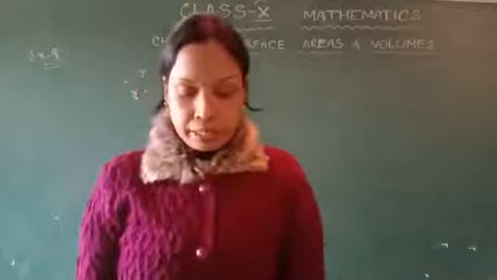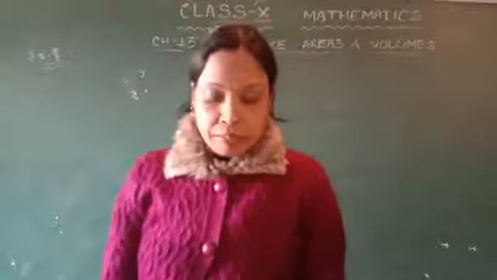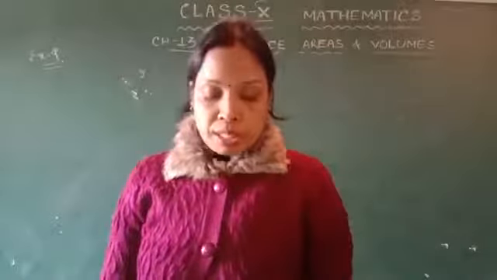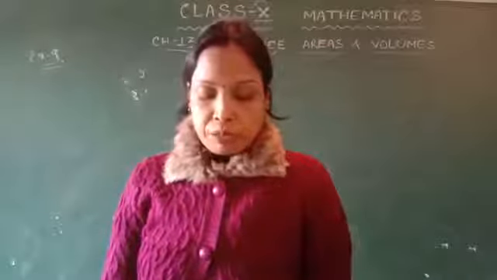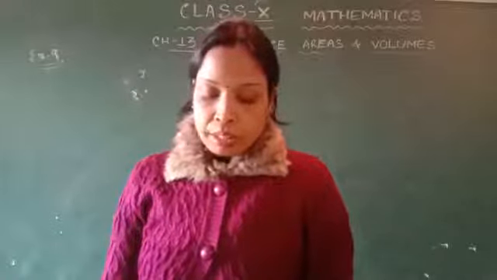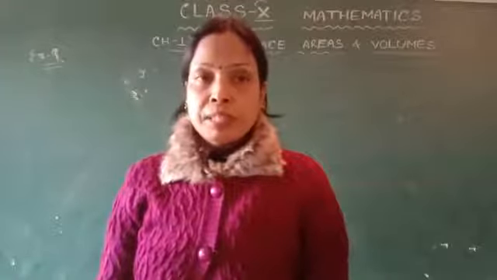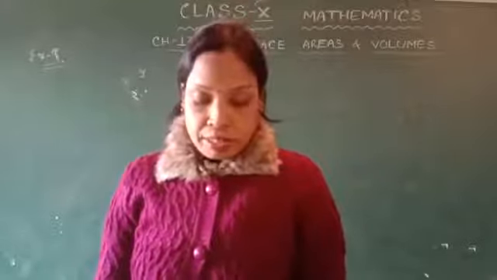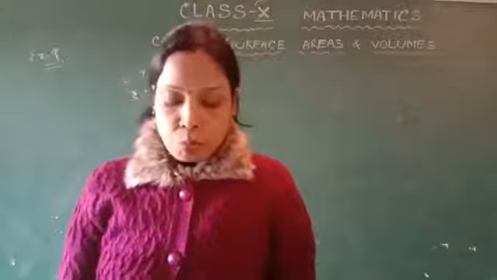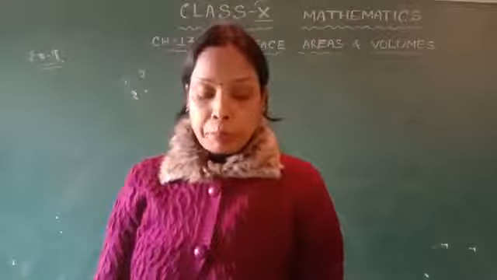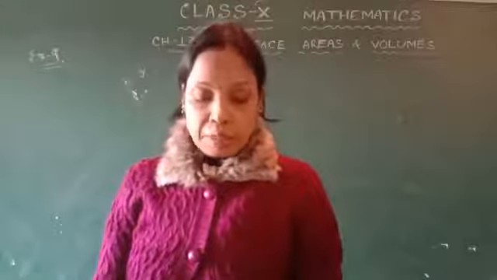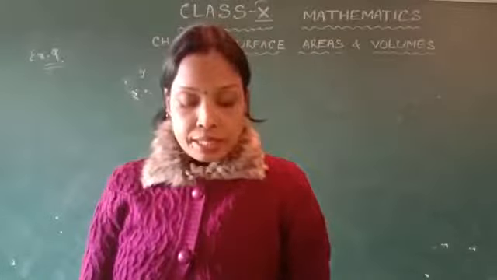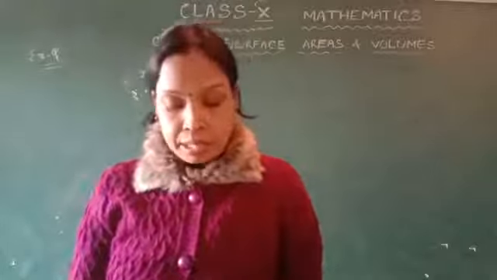Question number 9. Selby's house has an overhead tank in the shape of a cylinder. This is filled by pumping water from a sump, an underground tank. That sump is in the shape of a cuboid. The sump has dimensions 1.57 meter into 1.44 meter into 95 centimeter. The overhead tank has its radius 60 centimeter and height 95 centimeter.